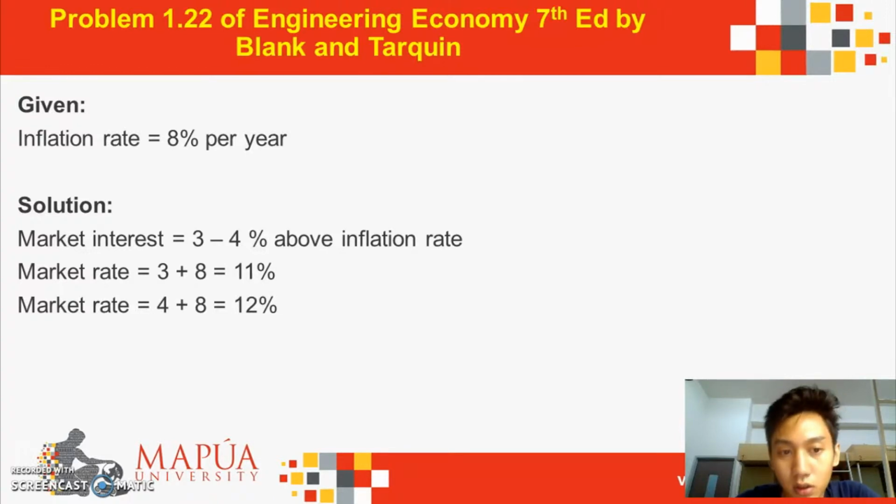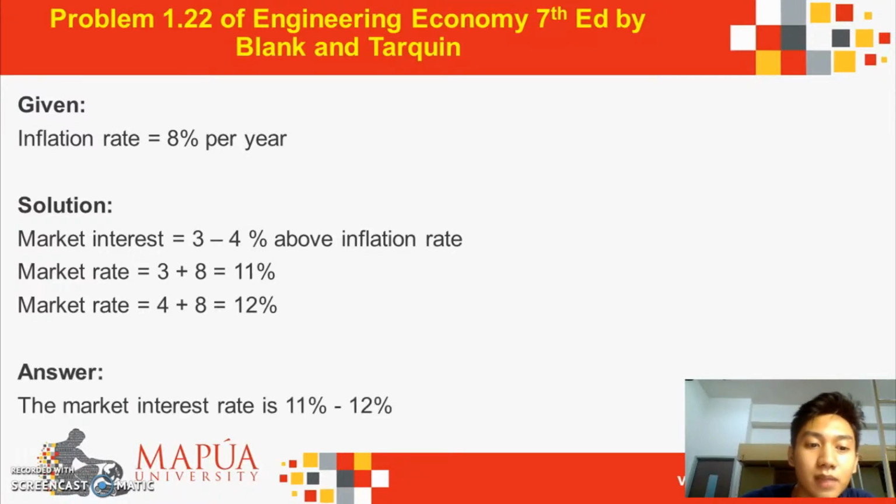So 3% plus 8% is 11%. Then the maximum market rate is equal to 4% plus 8%, which is equal to 12%. So the answer to this problem is that the range of the market interest rate is 11% to 12%.